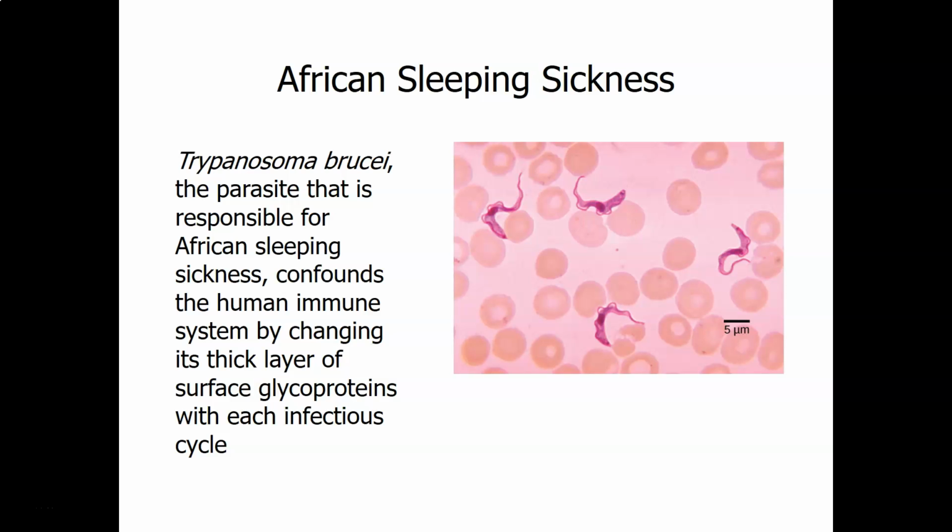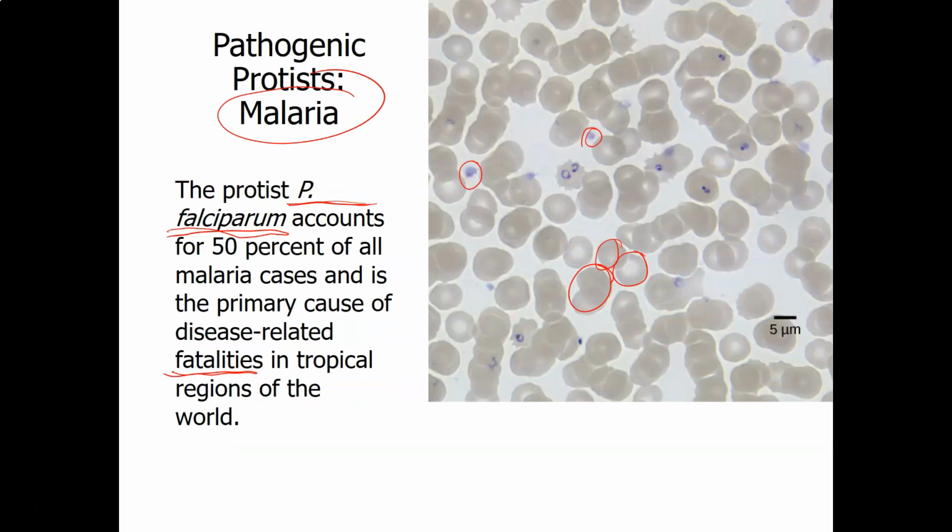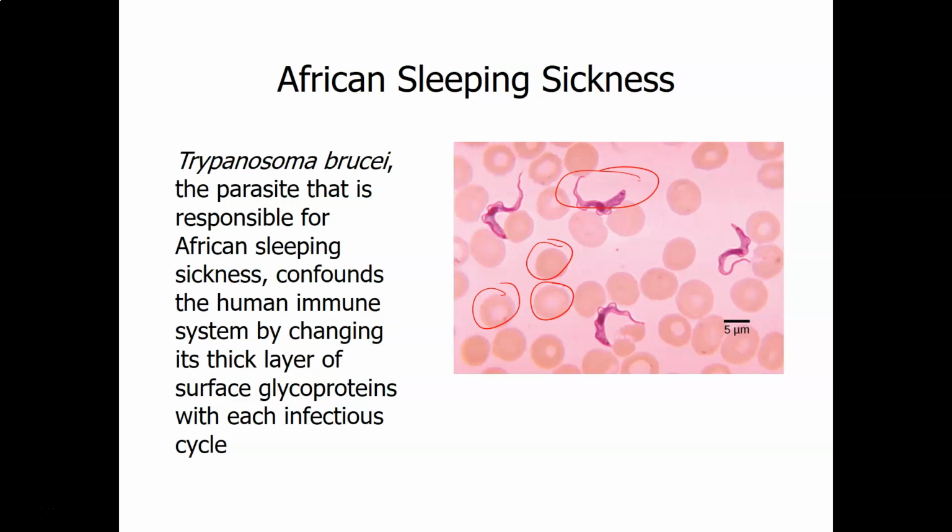African sleeping sickness, Trypanosoma brucei, remember, is a euglenozoan, which is in the supergroup excavata, but that's what the trypanosoma looks like. These are red blood cells, the little red round, they're red blood cells. They look gray on this slide, but they're stained differently, and so you can see that they're red in this slide. But the trypanosoma causes African sleeping sickness.